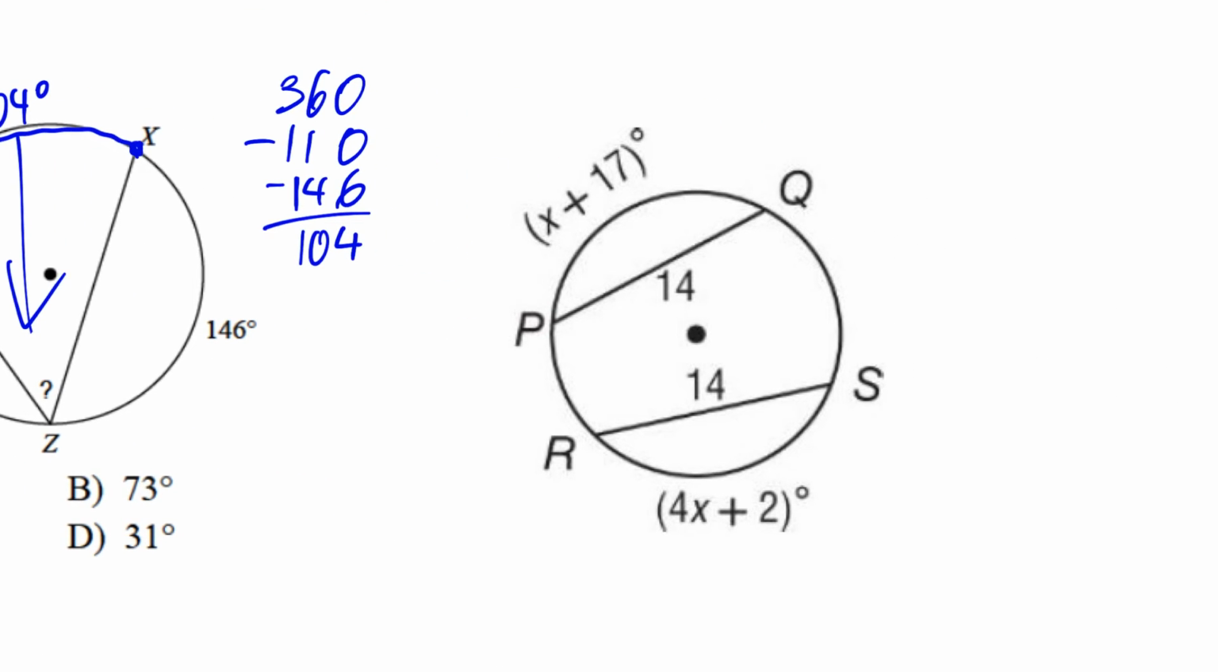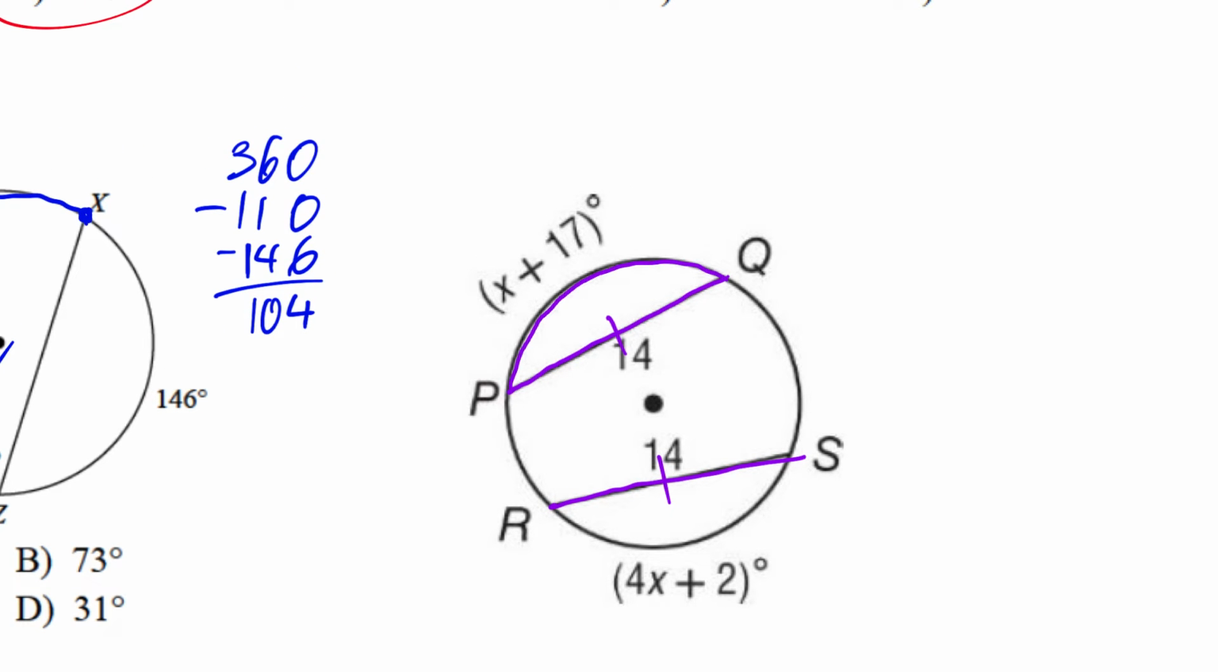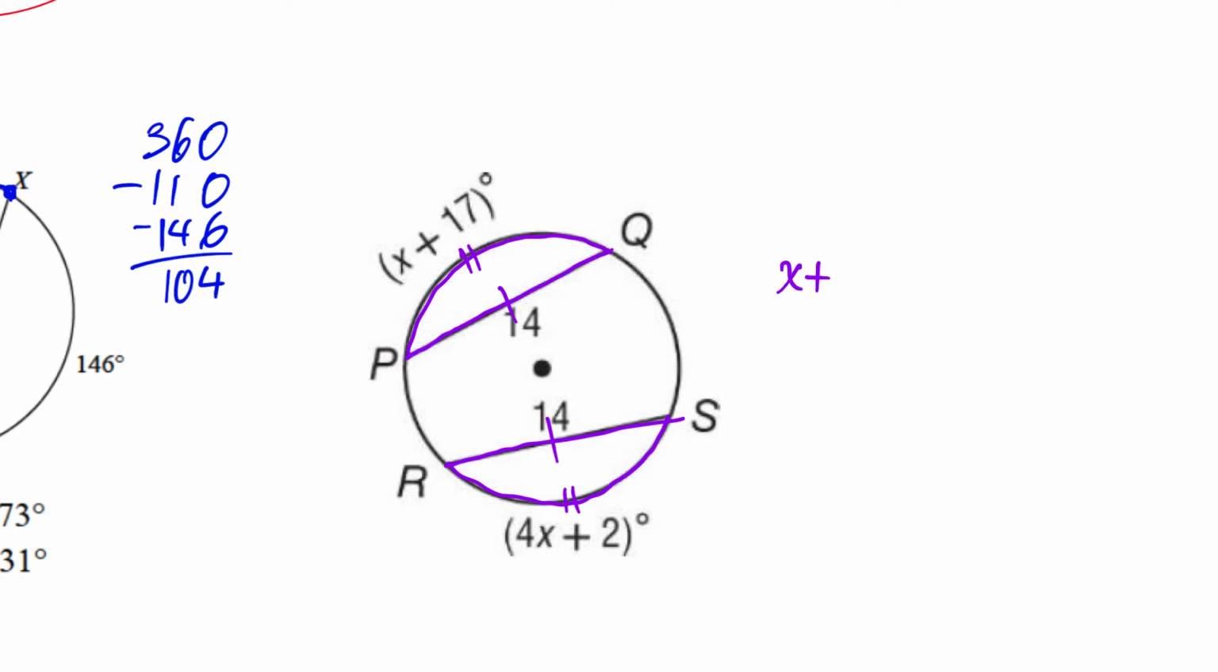Okay, on this next one, this is not necessarily related to that inscribed angle. This chord and this chord are congruent because they're both 14. So if those two chords are congruent, what do I know about this arc and this arc right here? They're congruent also. So to find the value of x, we're just going to set them equal and solve for x.